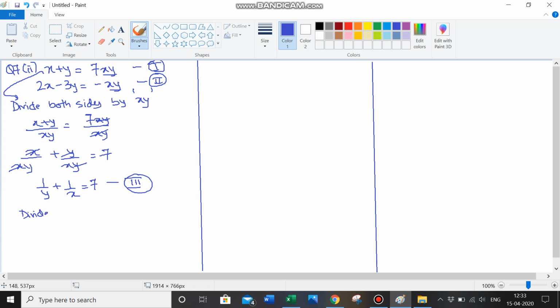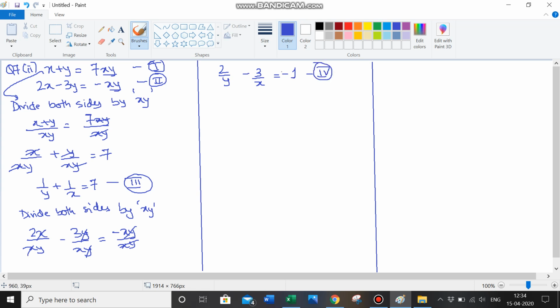Divide both sides by xy, and I get 2x upon xy minus 3y upon xy is equal to negative xy upon xy. This gets cancelled, y and y get cancelled, x and x get cancelled, and I'm left with 2 upon y minus 3 upon x is equal to negative 1. That's my equation number 4. So I have converted this into an equation that we've solved earlier.